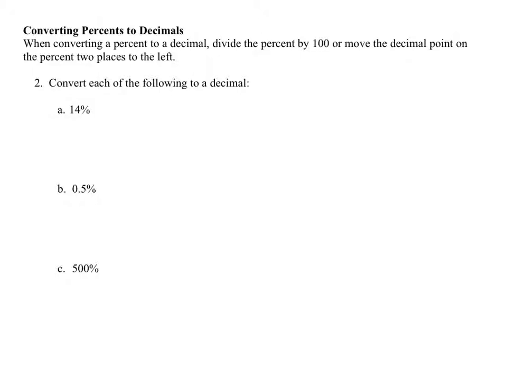Now, if you're going to convert the percent to a decimal, you're really going to divide it by 100, right? So that means move the decimal point to the left 2 places. So 14% becomes 14 hundredths. Now 0.5%, well, you say, there's already a decimal in there. I know, but it has a percent symbol, so it's part of a percent. It's a half a percent. So I still have to move the decimal point 2 places to the left, and I get 0.005.